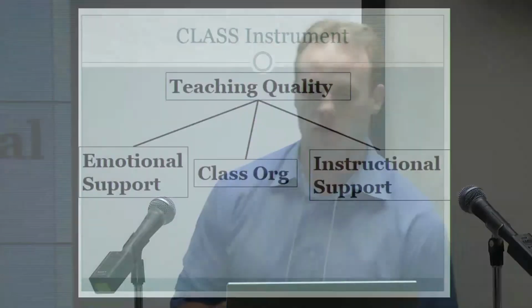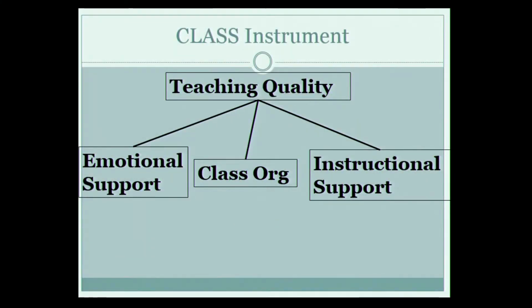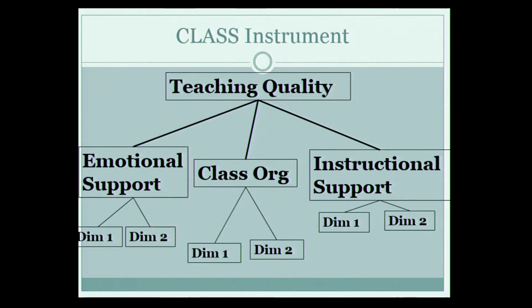Let's take, for example, the CLASS instrument, the Classroom Assessment Scoring System. It looks at teaching quality and breaks it up into roughly three different domains: emotional support, classroom organization, and instructional support. And then in turn, each one of those is measured by dimensions. These are the criteria that are measured within the classroom observation scoring system. So to some extent, there's a multi-level or hierarchical structure even within the observation protocol. Right? Not only are we seeing a multi-level structure of the data, of the actual observation systems that we're using to collect the data, but there's also a hierarchical structure in the organizational theory of how teaching quality may be organized.